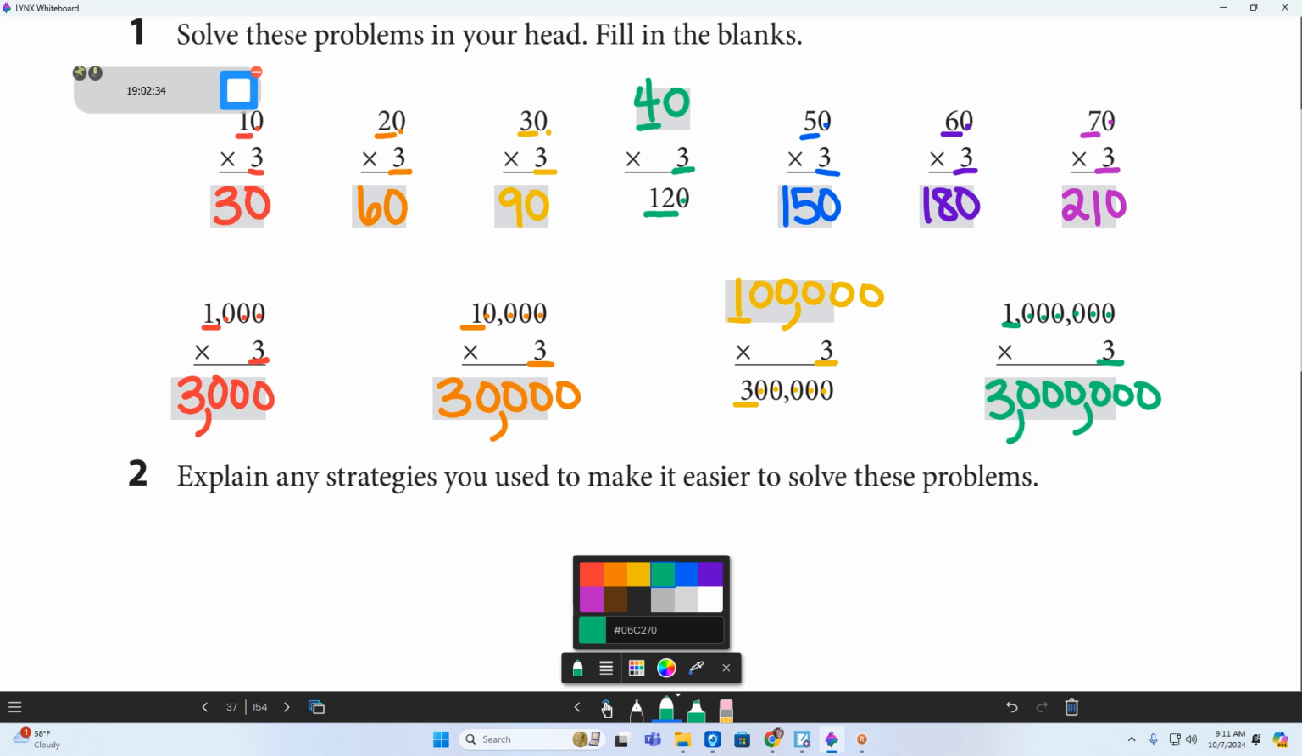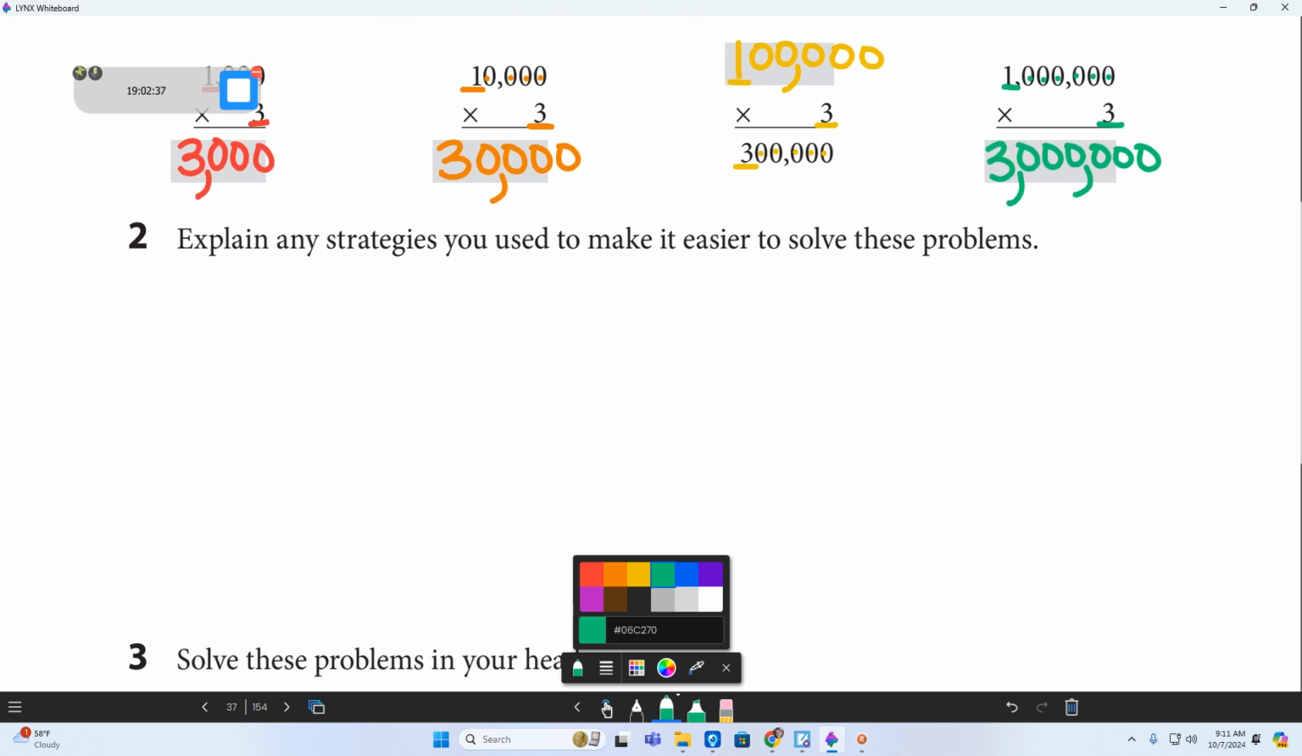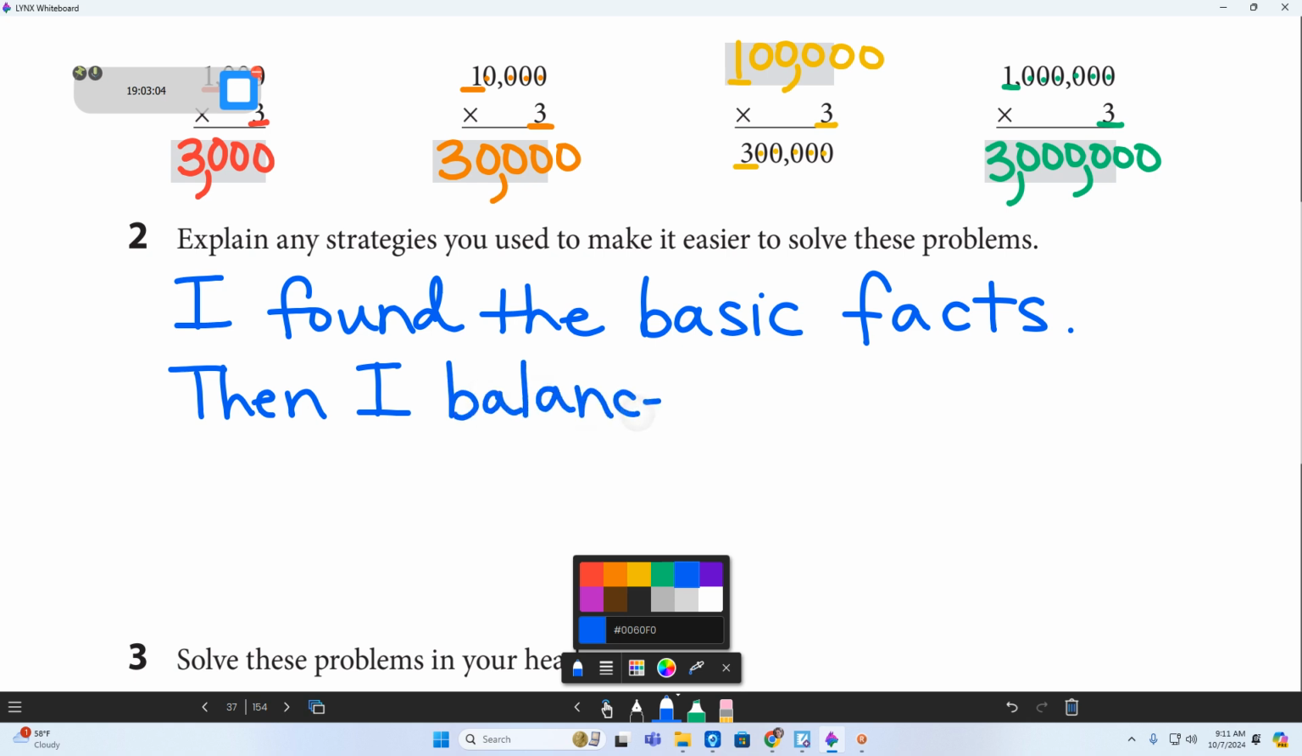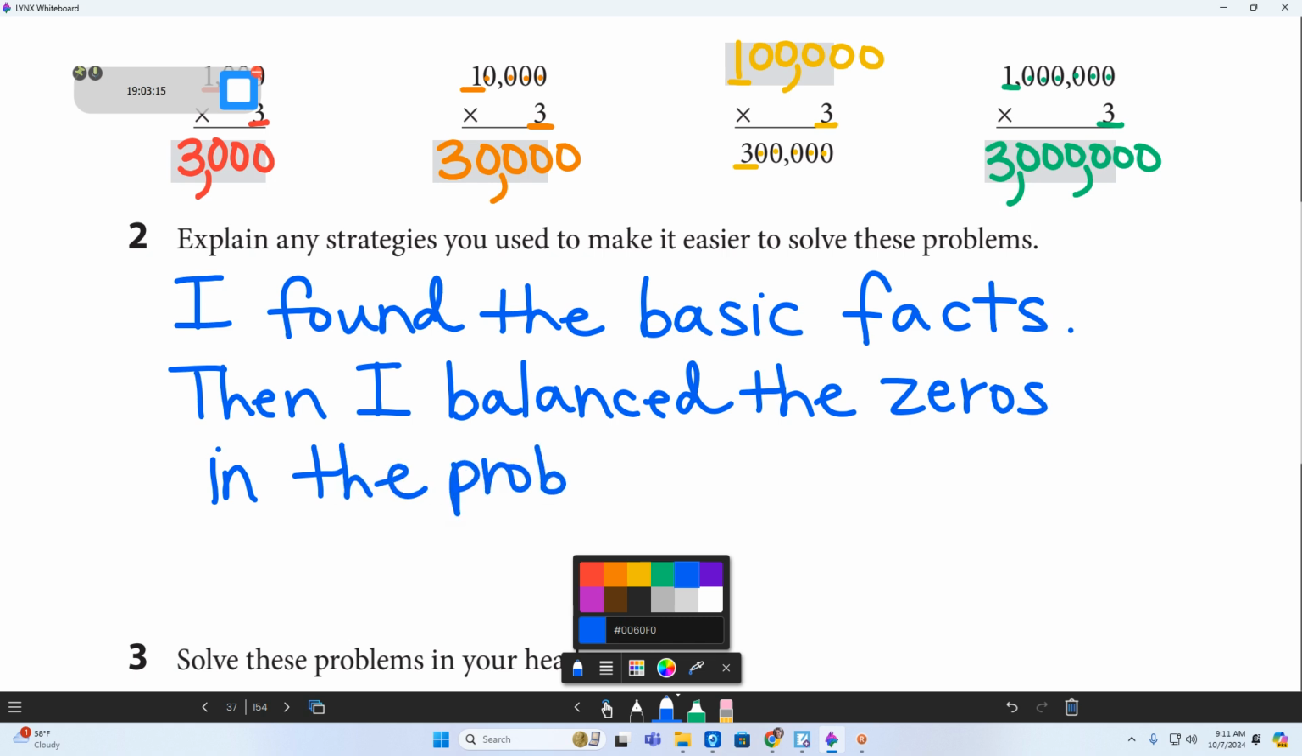All right, explain any strategies you used to make it easier. I'm going to say I found the basic fact. So that would be the fact kind of without those zeros, things that kids are supposed to have memorized and hopefully will by the end of the year. So I found the basic facts. Then I balanced the zeros in the problem and the answer. And of course, you can have a different explanation, and that would be just fine.